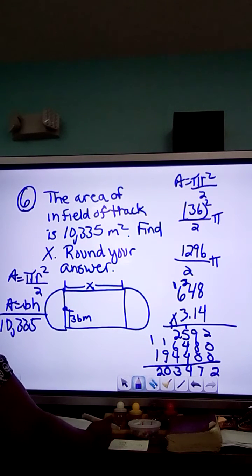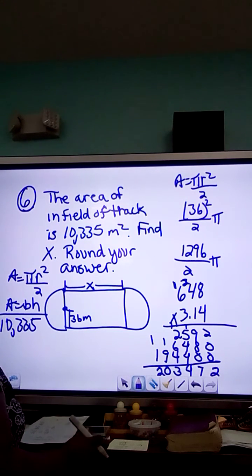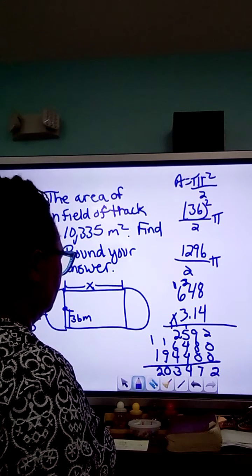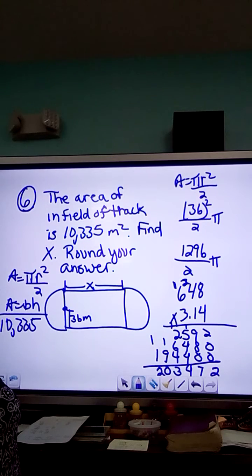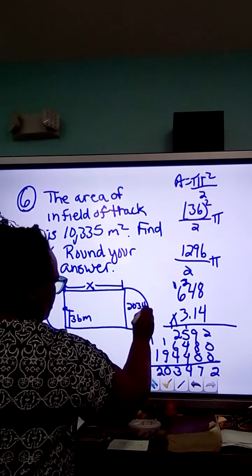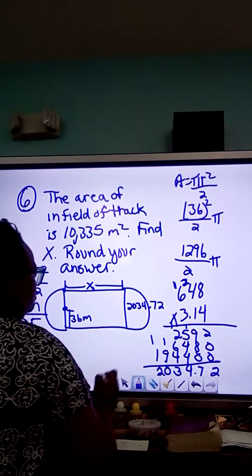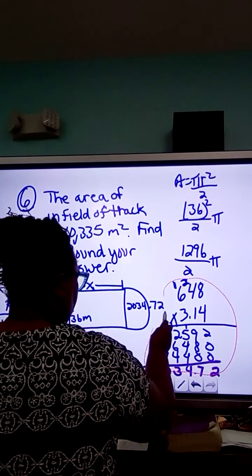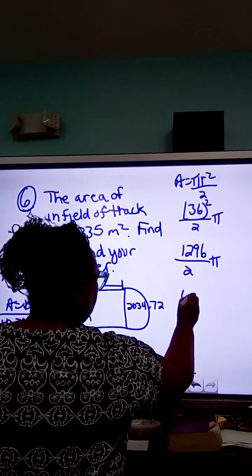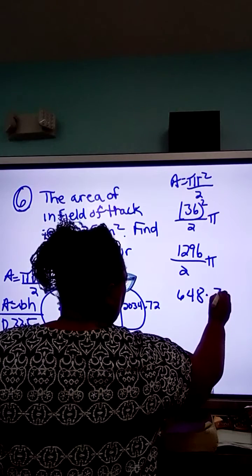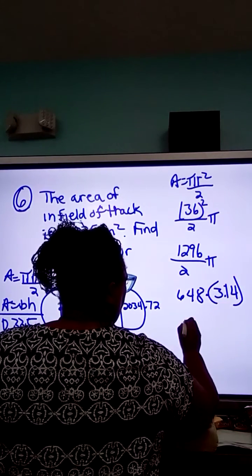Okay, so now we have 203,472. Okay, all right, so now that is the total for one of our semicircles. So we got 2,304. And then, don't forget our decimal point, okay? That's what we have. So let's take that out of here. That gave us this answer.